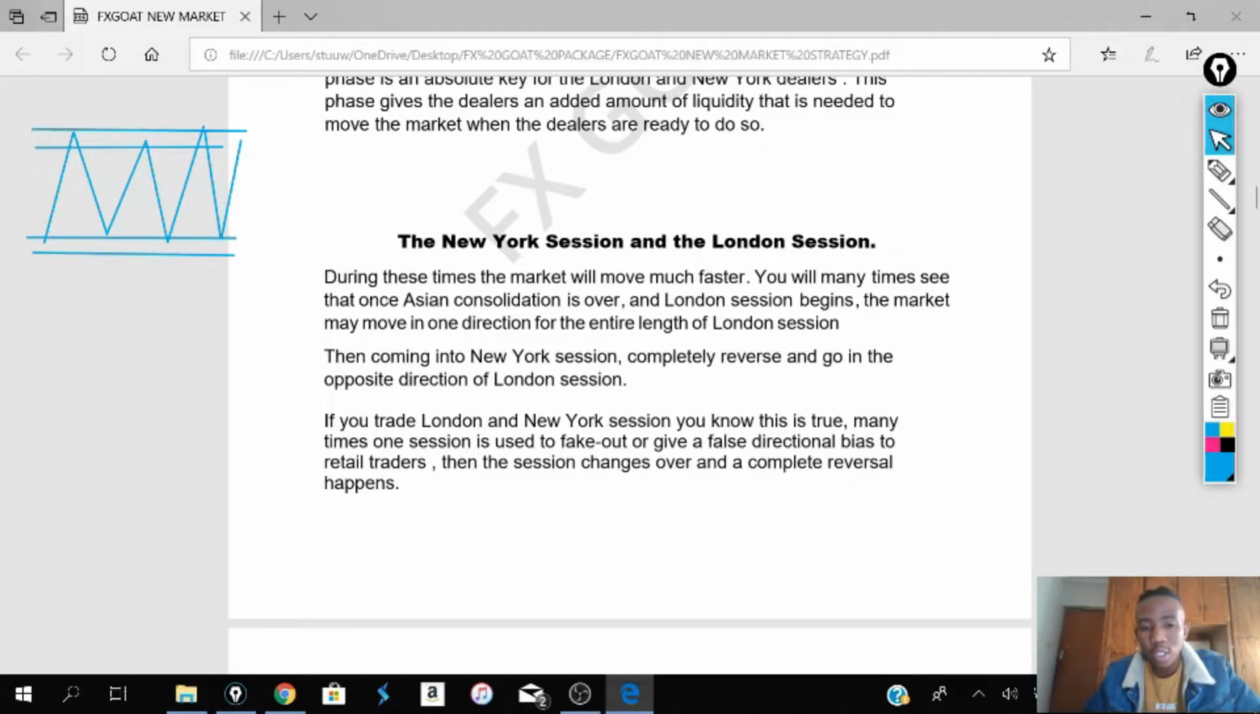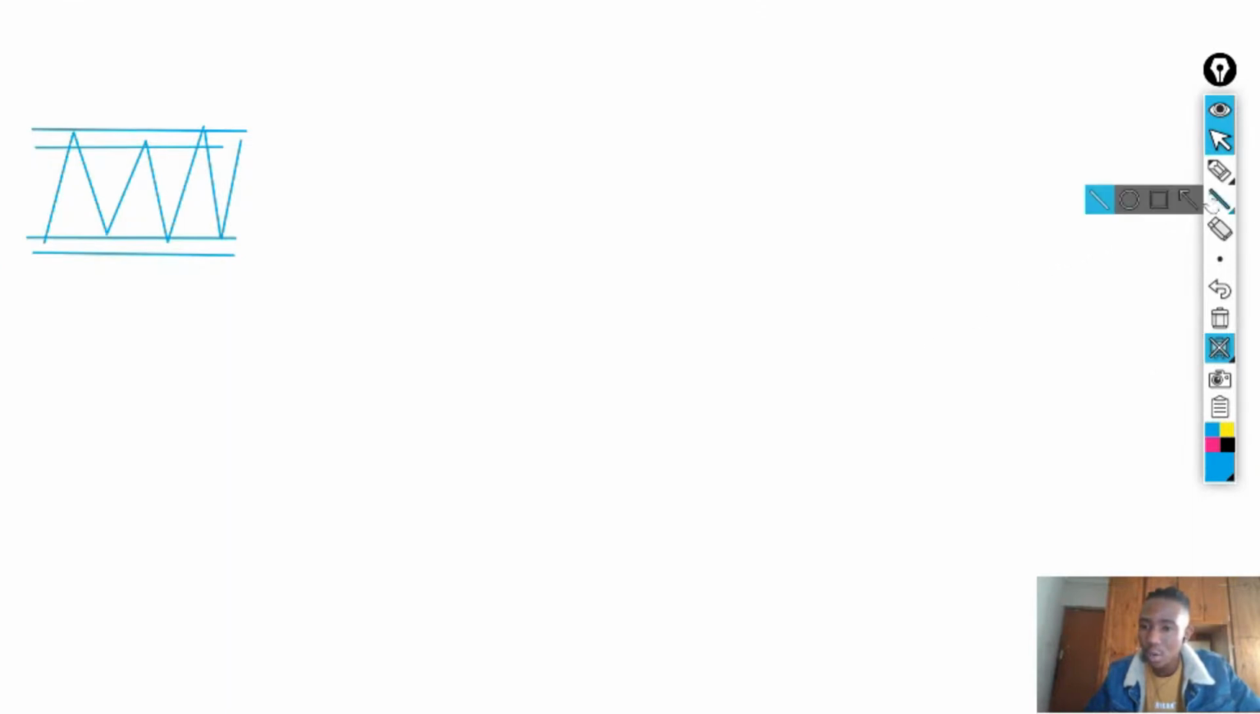If you trade the London and the New York sessions, you know this is true. Many times one session is used to fake out or give a false directional bias to retail traders, then the session changes over and a complete reversal happens. Now let's say, for instance, we're in a consolidation right here.